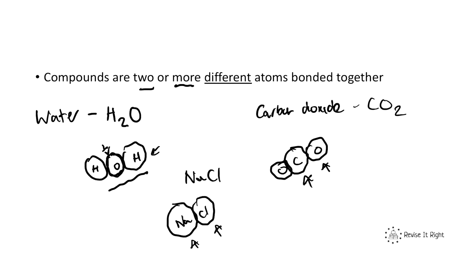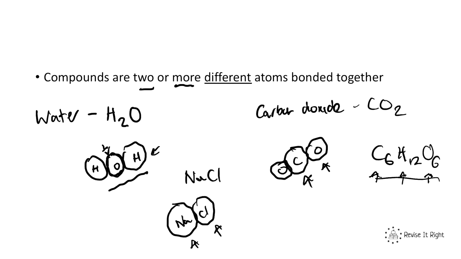A much larger compound that's made up of more than two types of atom, but is still a compound, is glucose, which is made up of 6 carbons, 12 hydrogens, and 6 oxygens. That is a compound because it's made up of 1, 2, 3 different types of atom bonded together.